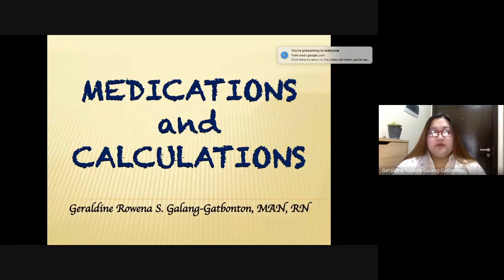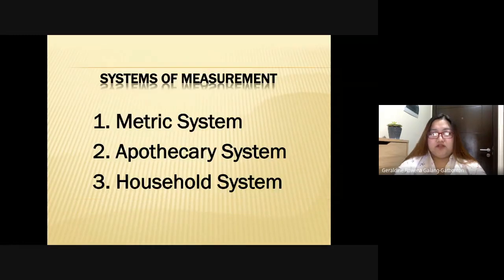Okay. So when we talk about medications and calculations, it's very important that we know the systems of measurement. There are three well-known systems of measurement: the metric system, the apothecary system, and the household system. The metric system is an internationally recognized system of measurement known as the International System of Units. It measures weight using the gram.